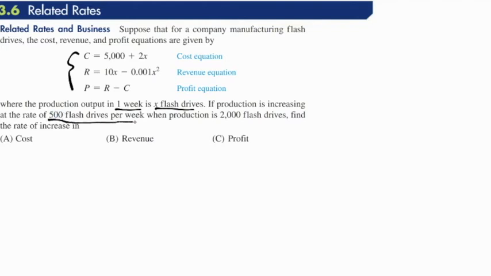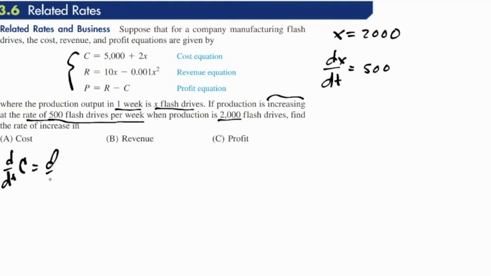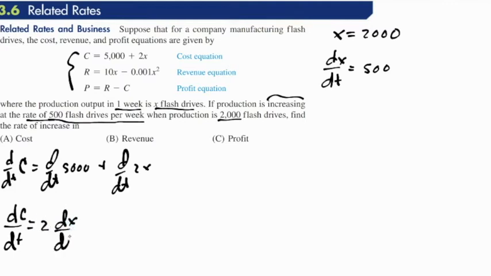So we have 500 flash drives per week as a rate that is increasing when production is 2,000. Well, x is our production numbers, so we're saying when x is 2,000, and if we're talking about the rate of change in production, that means dx/dt is 500. So now for part A, we want to take d/dt of C equal to d/dt of 5,000 plus d/dt of 2x. That gives us dC/dt is equal to 2 dx/dt, and that's because the derivative of a constant is 0.